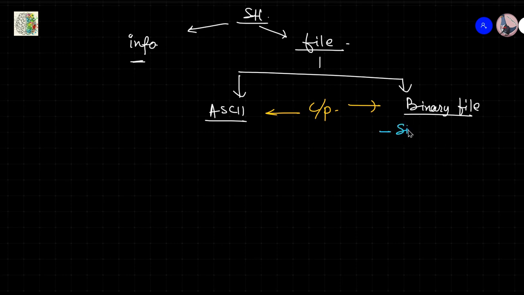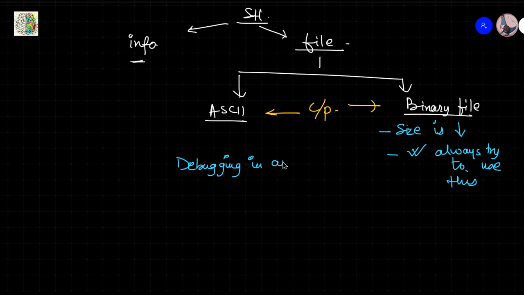The size of the binary file is very small, so we always try to use this. But it has one small problem. Sometimes you want to do some debugging in the STL format. If you want to do debugging in any STL file, then ASCII files are very comfortable. Now, what do you mean by debugging?